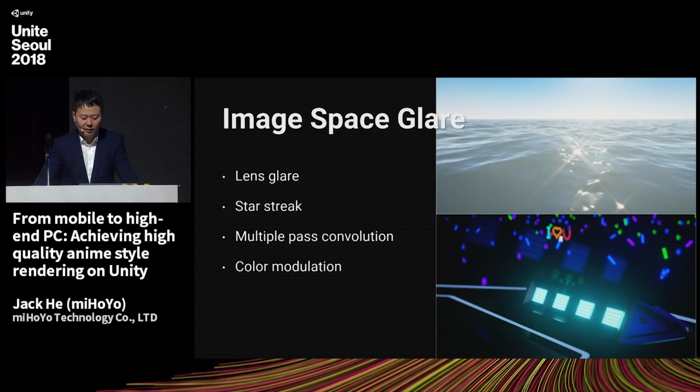We also write a new image-based glare effect that simulates the ghosting and star streak effect produced by the lens. This is done in the same way as Bloom does, using the extracted highlight region as input, and then doing multiple pass convolution and applying a color shift modulation to get the final result.